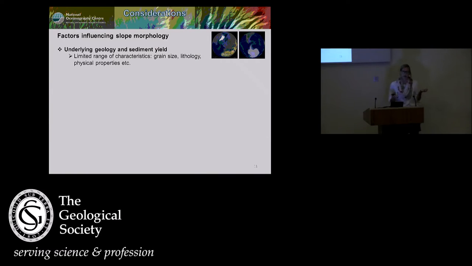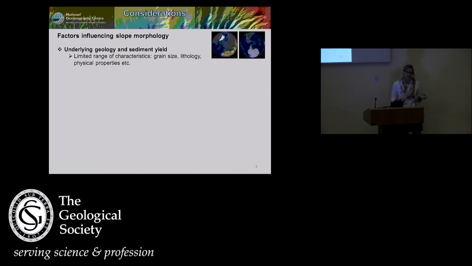So from the quantitative and statistical analysis, we've identified these distinctly different gully types. It's likely that the morphology is influenced by a number of different factors, a number of different processes, or a number of different considerations. I'll just briefly take you through these considerations. Now, the first is that it's the underlying geology or the sediment yield that's having an influence on the different morphologies that we see along the continental margins.